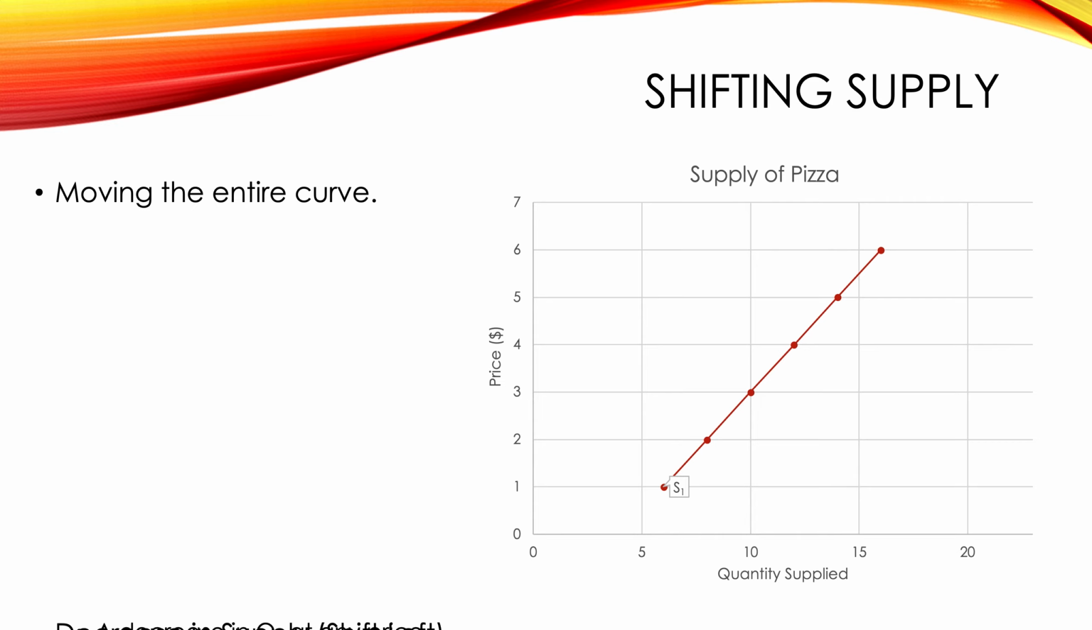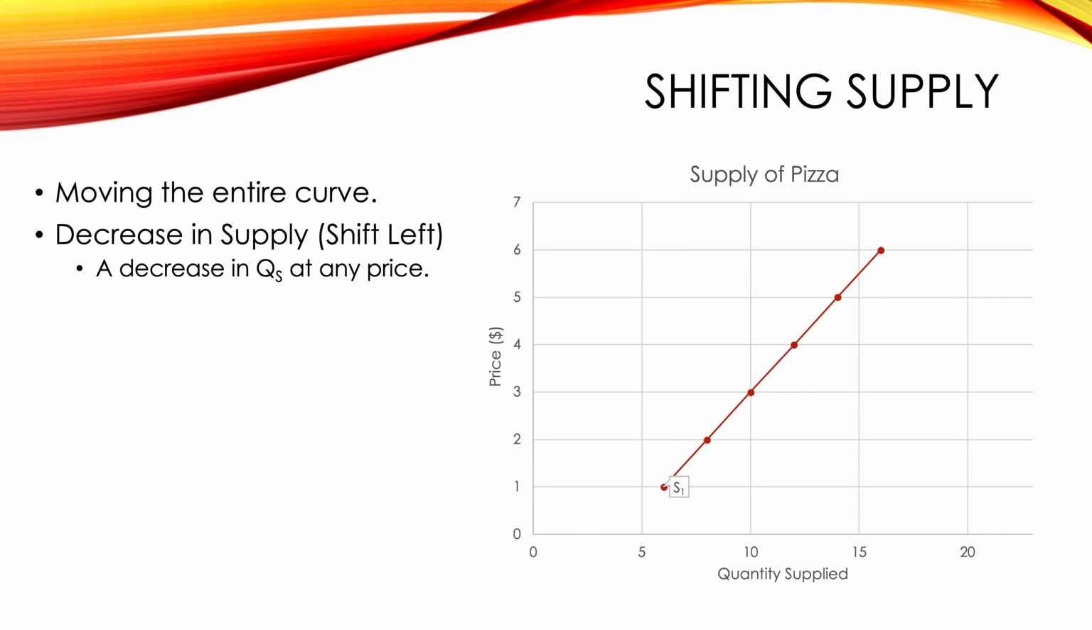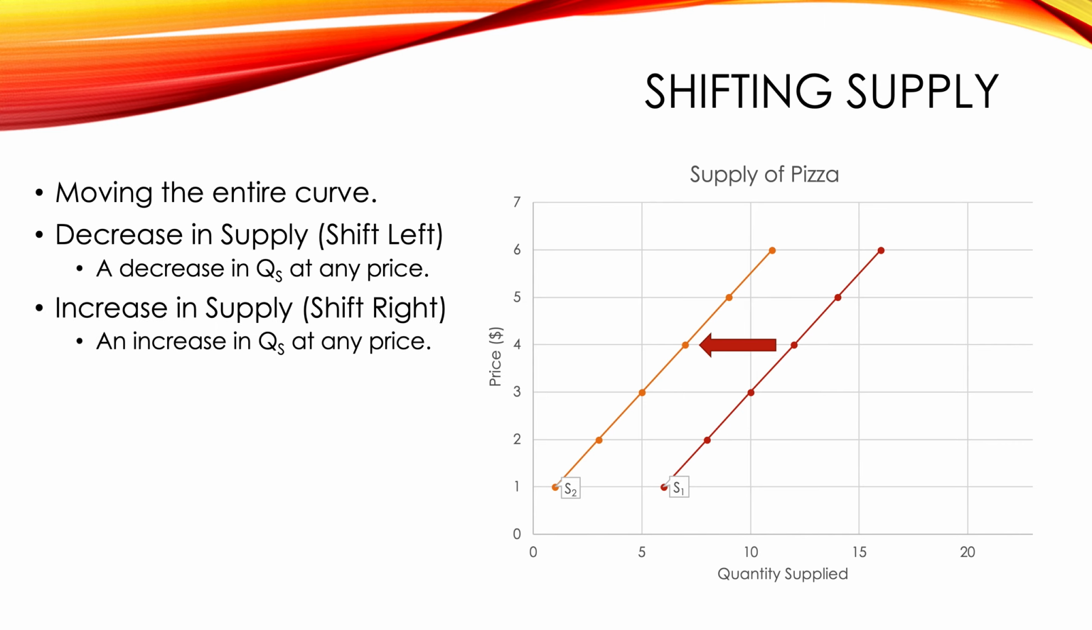We can have a decrease in supply, which is a shift left. That is a decrease in quantity supplied at every price. That would look something like this. That is a decrease in supply, a shift to the left. So at any given price, on S2, the quantity supplied is going to be lower. An increase in supply is a shift right in the supply curve. That's an increase in quantity supplied at any price.